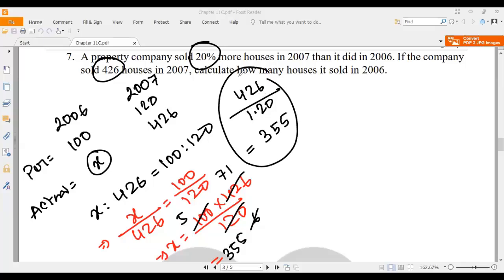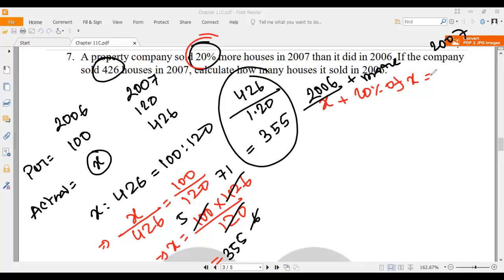And the last method, the algebraic method, by using the value of X, we can say let X be the number of houses sold in 2006. So X plus 20% of X will be the houses sold in 2007. X represents the houses sold in 2006, plus the additional houses will give the number of houses in 2007. So X plus 20% of X equal to 426.